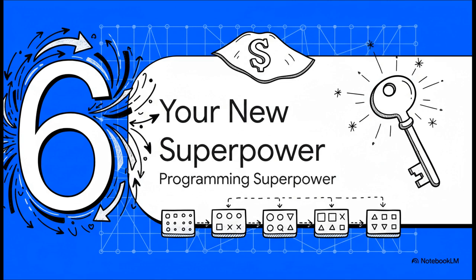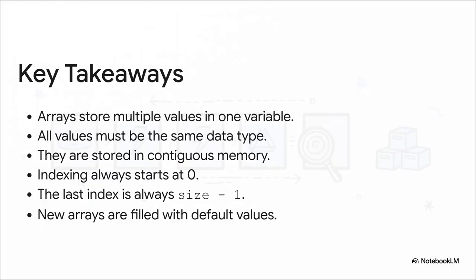And just like that, by understanding these few simple ideas, you've honestly unlocked a genuine programming superpower. This is the key to managing huge amounts of information easily and efficiently. So let's do a super quick recap of the most important takeaways. Arrays let you store a bunch of values under one variable name. All those values have to be the exact same data type, and they're all stored side by side in memory. We get to them using an index that always starts at 0, and because of that, the last index is always the size minus 1. And finally, remember that brand new arrays are never really empty. They come pre-filled with default values.